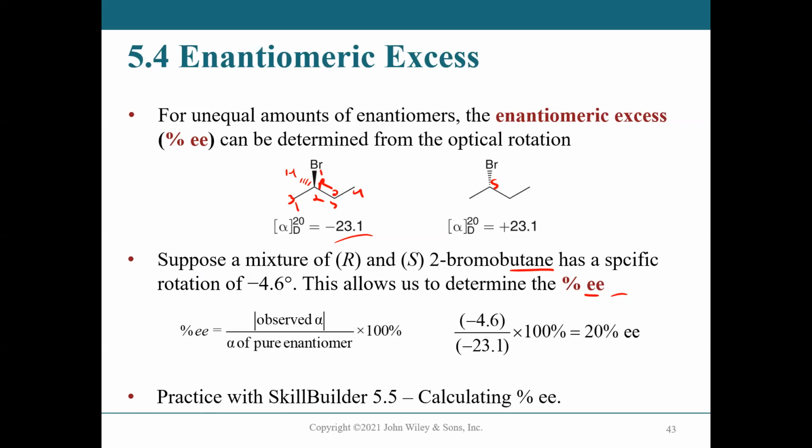So this basically tells me 20% of the product is just going to be the R, while the other 80% is going to be a racemic mixture of R and S. So that means if you divide 80 by 2, which is 40, and you add the 40 plus 20, you'd have 60% of your material would be R and 40% would be S.